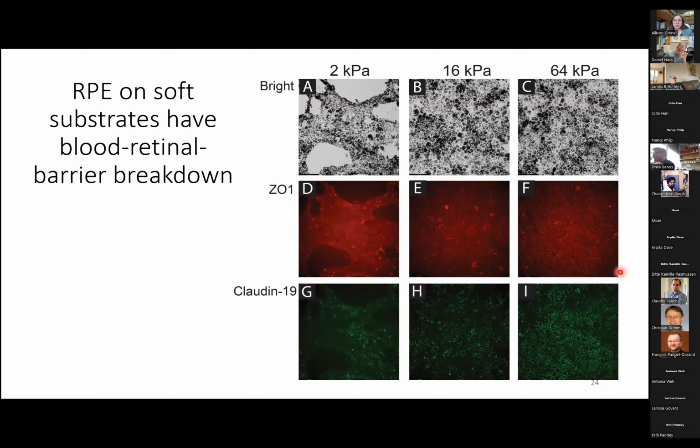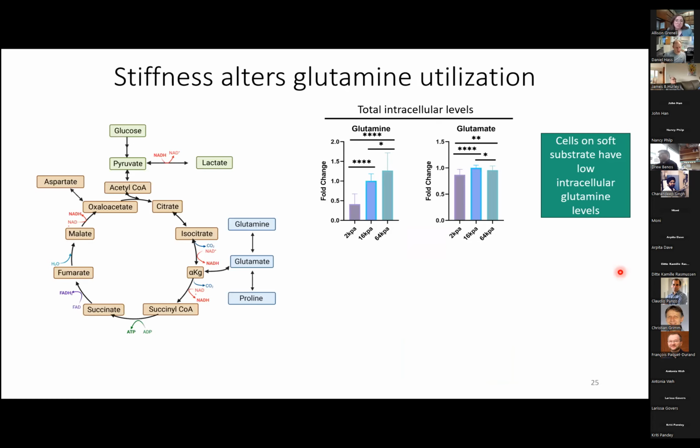So then I wanted to specifically look at metabolism. And so I started off by just, again, looking at the amount of metabolites intracellularly and extracellularly. And the metabolite that I found to be the most altered intracellularly was glutamine. And there is less glutamine intracellularly in the cells on the softest substrate.